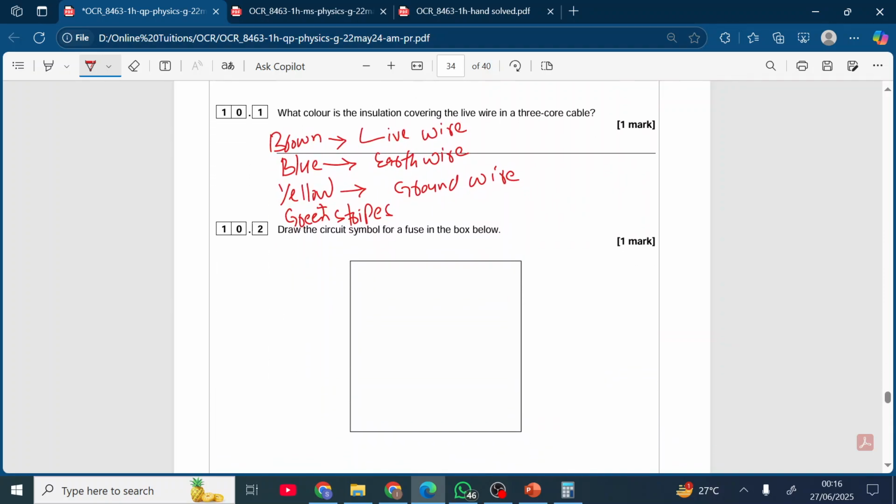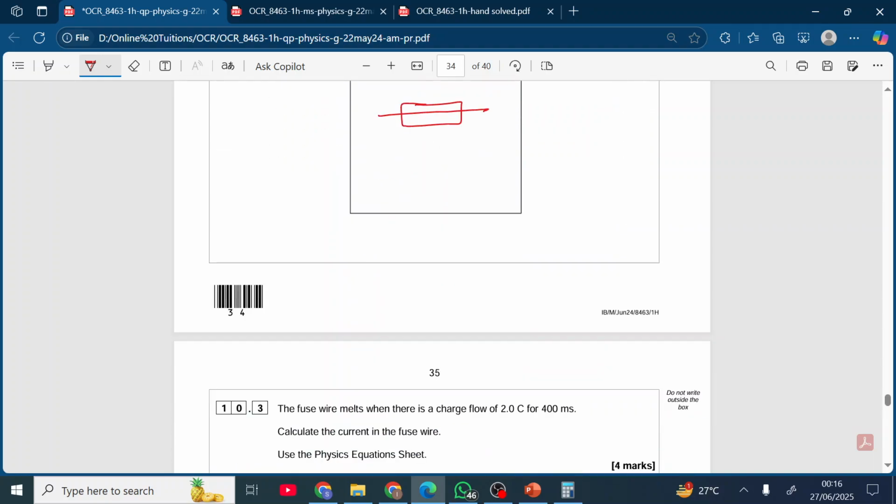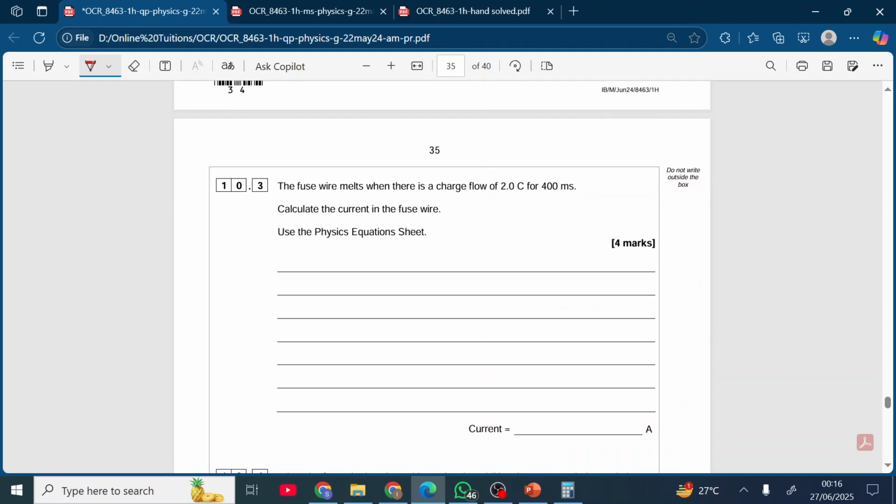Draw the circuit symbol for a fuse in the box. So here's the box and here is your fuse. The line strikes through the box. The fuse wire melts when there is a charge flow of 2 coulombs for 400 milliseconds. Calculate the current in the fuse wire.